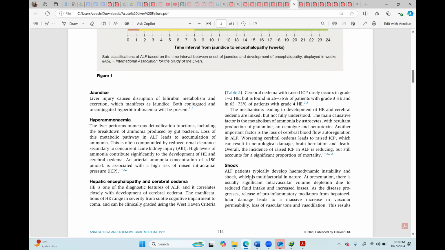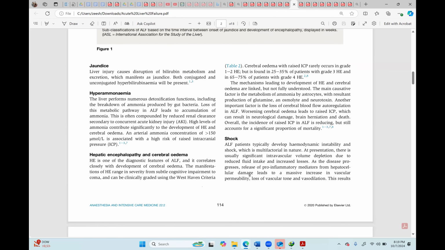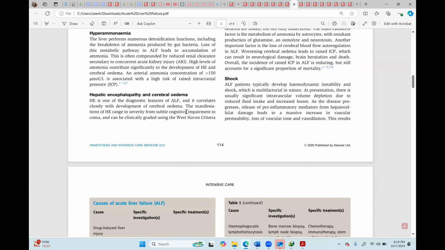Okay. So actually, this is another article on acute liver failure. We have almost discussed it. There will be jaundice, there will be hyperammonemia, which is affecting especially the brain and kidneys. Okay. And then hepatic encephalopathy related to ICP, third problem, and shock. Okay. So because of low SVR, because of intravascular volume depletion, edema.